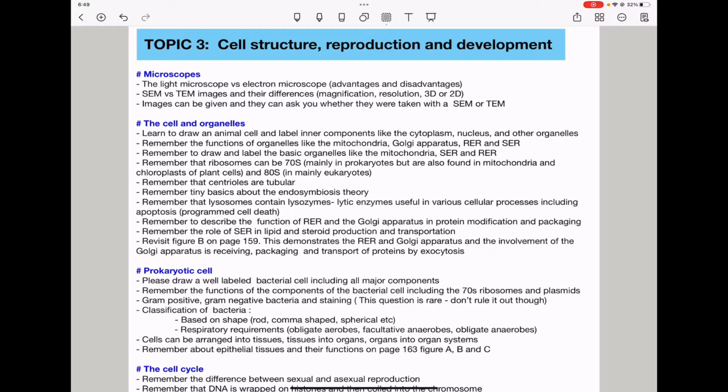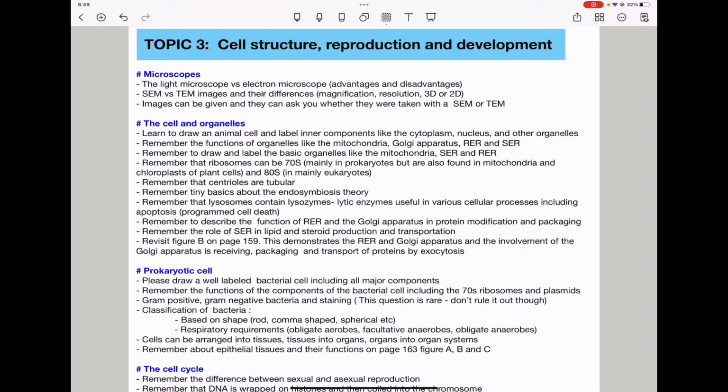Remember that ribosomes can be 70S. These are mainly in prokaryotes, but they can also be found in mitochondria and chloroplasts of plant cells. They can also be 80S, which are mainly found in eukaryotes. Remember that centrioles are tubular. I have seen a previous question where students were asked to observe if these were centrioles or not, so please look at that. Remember tiny basics about the endosymbiosis theory. They've also asked that as well.